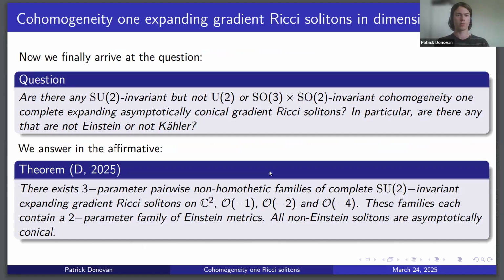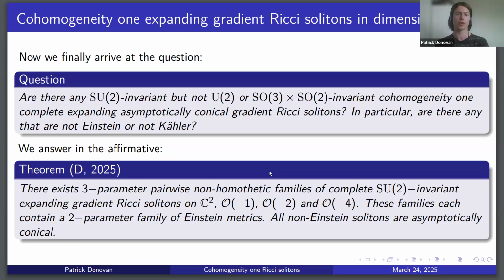In that three parameter family of not necessarily complete ones, starting from some initial condition, we can actually see that being asymptotically conical and complete is an open condition. So that allows us to find three parameter families of pairwise non-homothetic, complete SU2 invariant expanding gradient Ricci solitons on C2 and these three twisted line bundles. Moreover, these families each contain a two parameter family of Einstein metrics on their boundary. All the non-Einstein solutions, solitons, are asymptotically conical. Perfect, that's what we wanted.